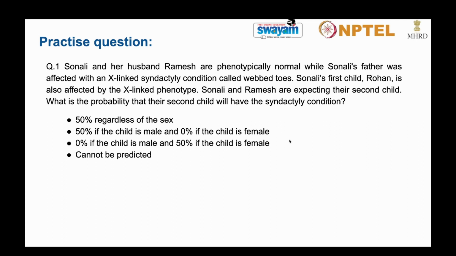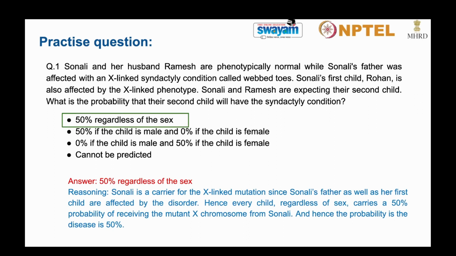So now let's focus on this. What is the probability that the second child will have the syndactyly condition? Somebody mentioned option B. So the answer is 50% regardless of the sex. The reason is that it's already mentioned in the thumb rule. Regardless of the sex, 50% will have this syndactyly, because Sonali is a carrier for this X-linked mutation, because her father has given her that particular X-linked trait. Since Sonali's father as well as her first child are affected by the disorder, every child, regardless of the sex, carries a 50% probability of receiving the mutant X chromosome from Sonali, and hence the probability of disease is 50%.